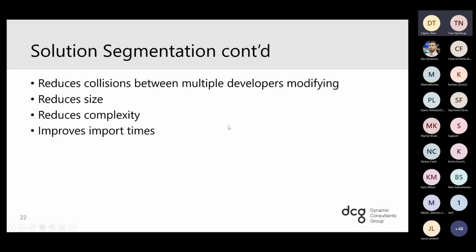Segmentation is important because it reduces collisions between multiple developers modifying an environment. It reduces the size of your solutions, so you don't have these big bulky solutions that have absolutely everything in them. It reduces complexity. You know precisely what was changed in that solution. And it improves your import times. Solution imports on very large solutions can take 15 minutes sometimes, or 10 minutes. It's a long time. If you have 3 or 4 environments, it's an hour or so of just importing files.